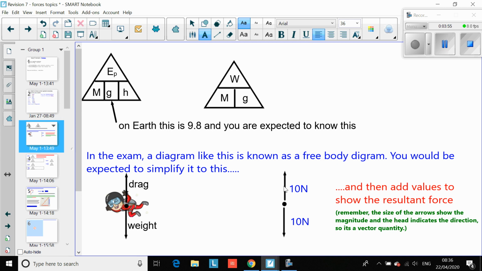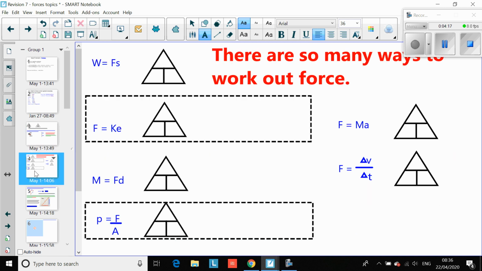In this case, our skydiver's resultant force is 0 newtons because we've got the up thrust or drag caused by the air, that would be actually plus 10, and his weight, that would be minus 10, pulling him down. The size of the arrow shows the magnitude, and the head indicates the direction, so it is a vector quantity.